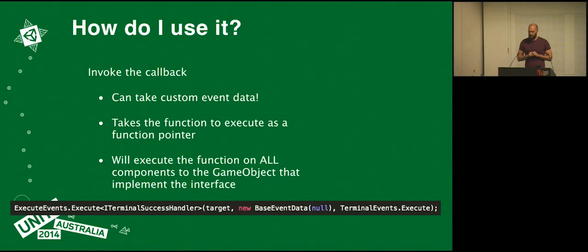It takes the function to execute as a function pointer. So as you see there, there's terminal events execute. And then you specify the target as a game object. There are versions of this function for things like execute in hierarchy, execute in children, execute in parents, and that kind of thing. So we provide some nice simple overloads for you. Or this example just executes on the one game object that's given. And one other thing is all these things are allocation free and are quite fast in terms of performance, even on console, even on mobile and IoT platforms, which is nice.